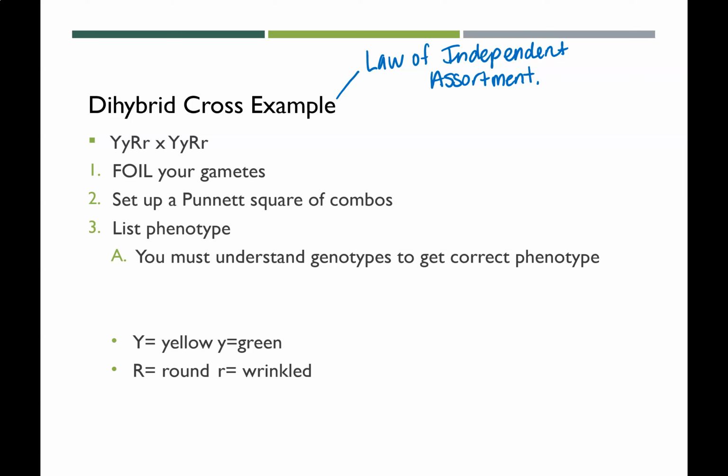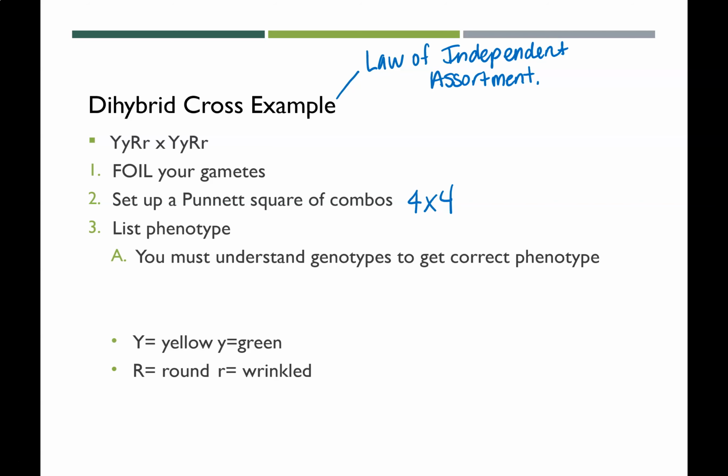The first thing we're going to do for this is use our math friend FOIL to determine which gamete possibilities we can have. Actually, I'm not going to FOIL it yet. We're going to FOIL our gametes to determine which gamete combinations we can make. We're going to set up a Punnett square. This is going to be a 4x4 Punnett square. Then after we do our cross, we are going to list the phenotypes that are produced.